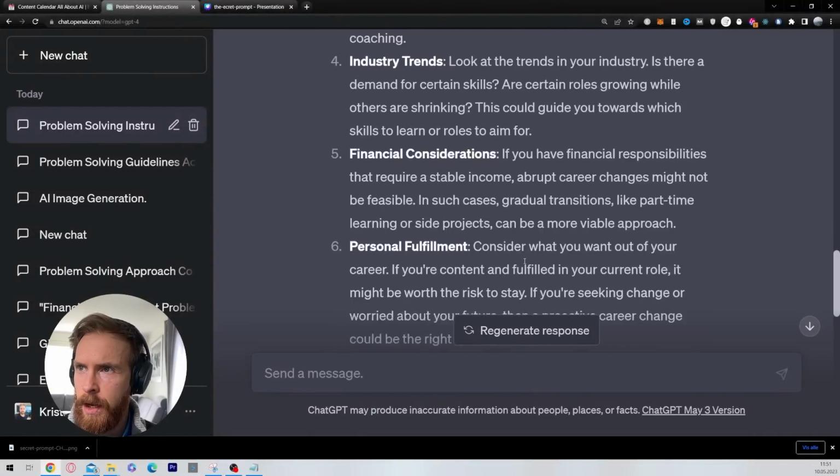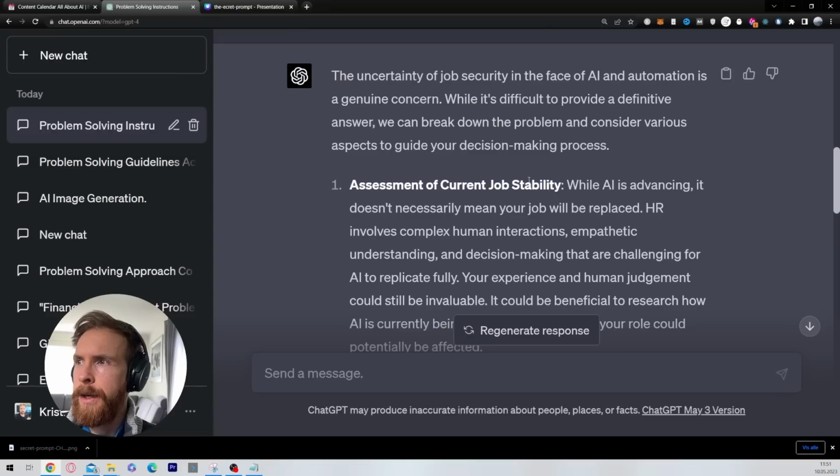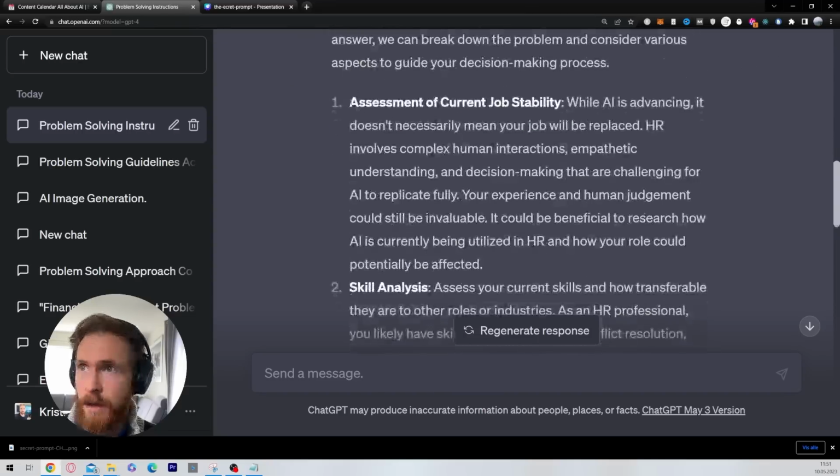Let's take a look at what we got back here. So we got some interesting stuff here. The uncertainty of job security in the face of AI and automation is a genuine concern. We can break down the problem and consider varied aspects to guide your decision-making process. So I'm not going to read all of this, so you can pause and read if you want to.